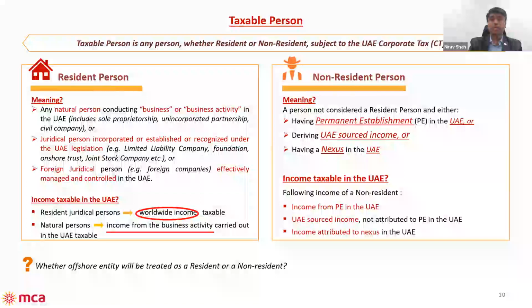Now, the important question which comes to us is whether an offshore entity will be treated as a resident or a non-resident. As we see in the second bullet on the left-hand side, the juridical person incorporated, established, or recognized under the UAE legislation. So any offshore entity which is established, recognized, or incorporated under UAE legislation would be treated as a resident. There is a possibility that it will be treated as a resident. However, we will have to wait for the cabinet decisions and FAQ to be issued, which will give more clarity on this aspect.